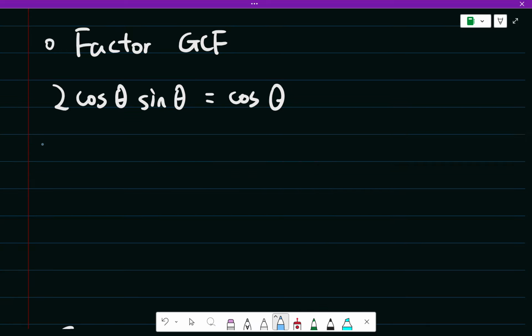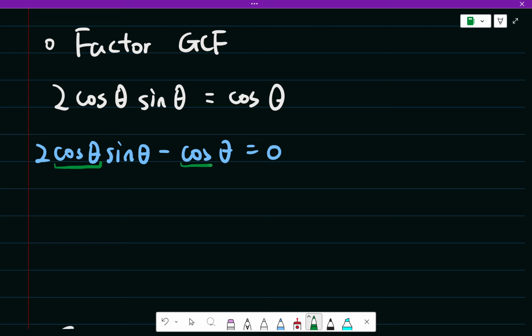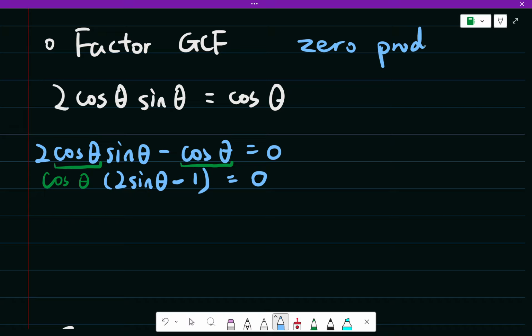So what we should do is start off by moving the cosine x on the right side to the left side. So we would have this. And then we need to recognize that we could factor the cosine out from the left side. So we can do cosine theta times 2 sine theta minus 1 in brackets is equal to 0. And from this step forward, we can use the zero product law.